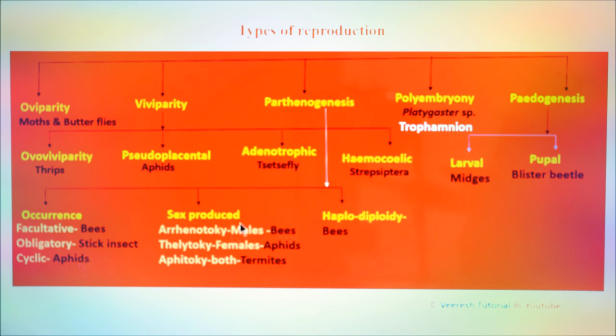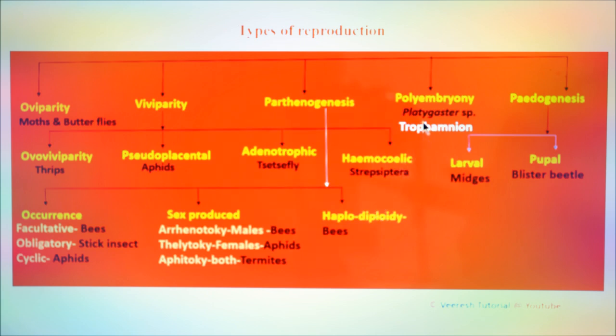Based on the sex produced, there are again three types. Arrhenotoky, that means it produces only males. You can see it in bees. Thelytoky, it produces only females. You can see it in aphids. And Amphitoky, it produces both males and females, in termites. And based on the haplodiploidy condition, you can see this type of condition in bees, where males are produced in haploid condition, whereas females are produced in diploid condition.